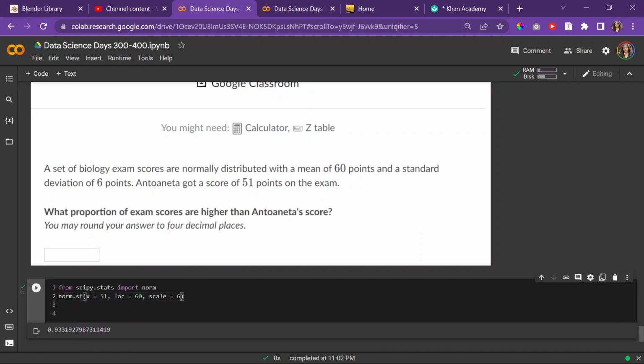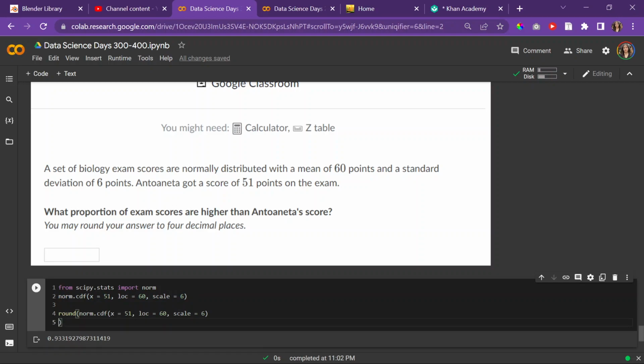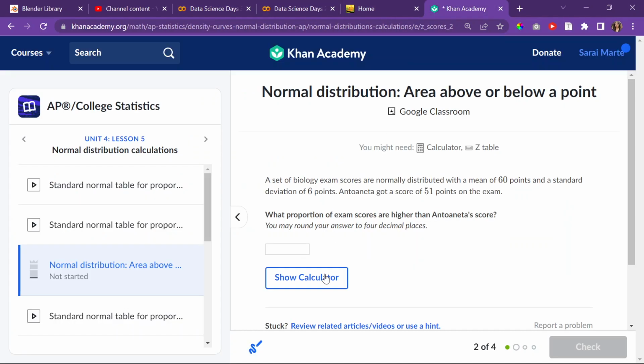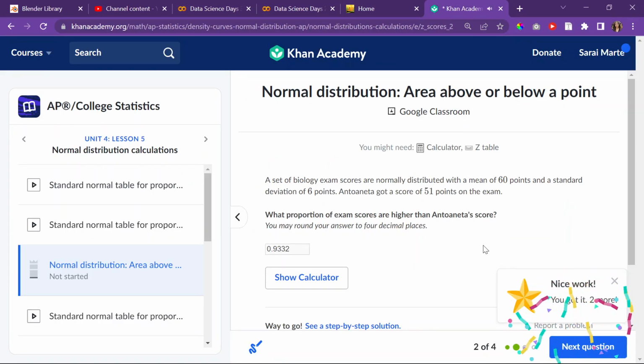Or I can use the equivalent of 1 minus norm.cdf, which is norm.sf. It's going to give me the same answer as 1 minus norm.cdf, right? 0.9332. Now it says to round to 4 decimal places, so I'll do that. I'll bring this down over here. This is what I want to round, and then a comma, and the number of decimal places that I want to round to. I meant to do sf. Let me run that real quick. And then I'll put that in here and check if I'm right.